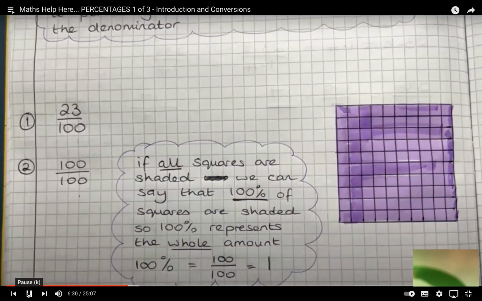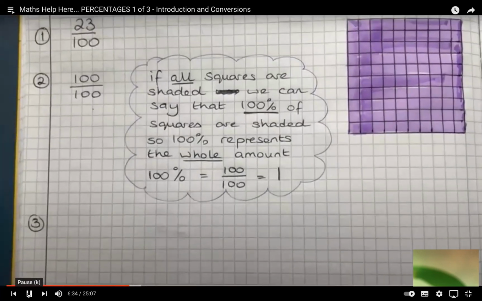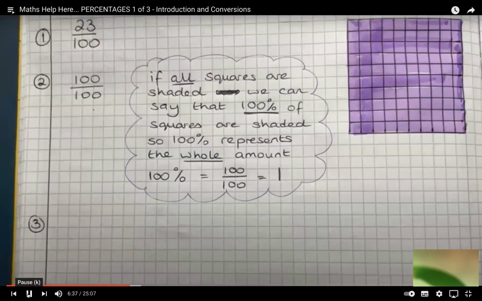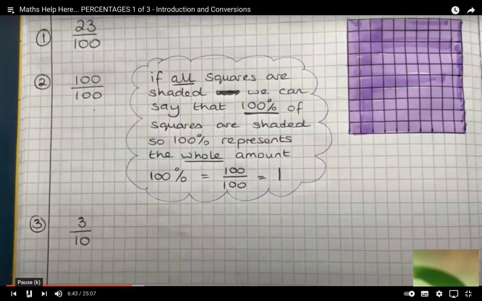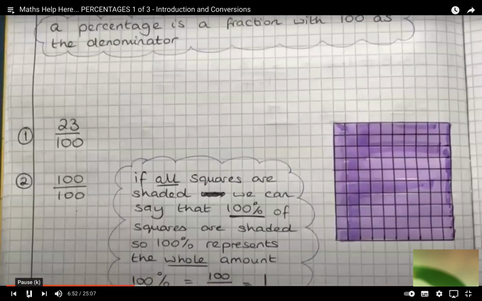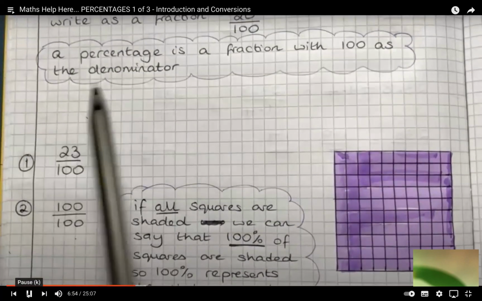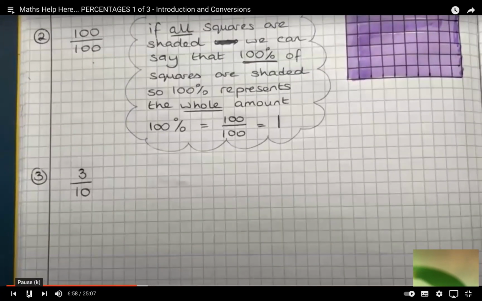But what if it wasn't out of 100? What if it was only out of, I don't know, let's say 10? What do I do now to turn this into a percentage? I know from up here, let's go back up again, a percentage is a fraction with 100 as the denominator. Okay, that's a clue. I need to make my denominator 100.